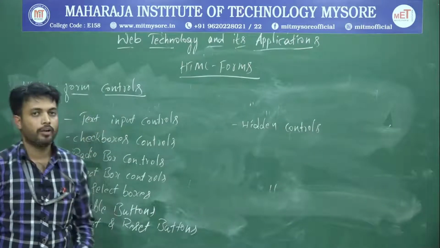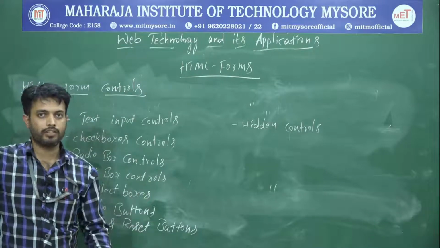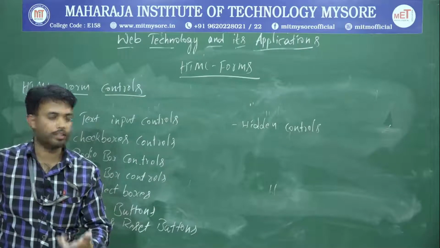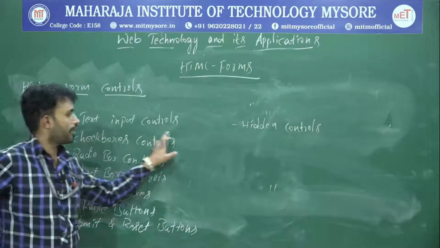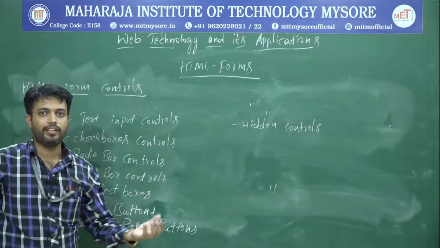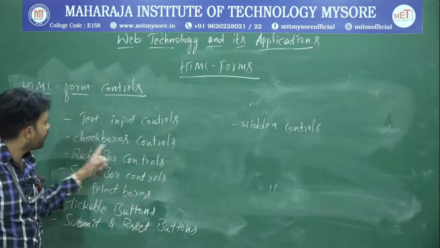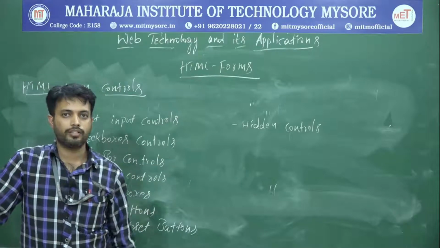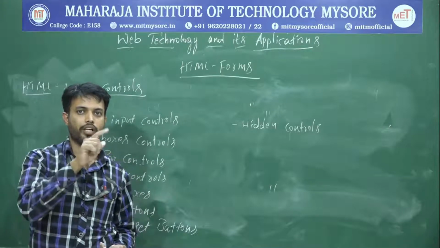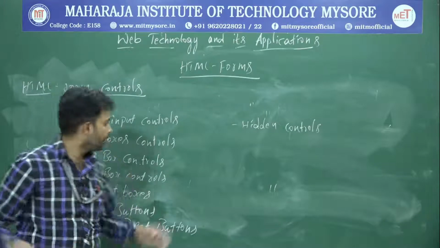HTML form controls or form elements, which are all the elements supported by the HTML form tag. So, input text controls, used in order to read the input in the form of text. Next one, checkbox controls. You already noticed that in many websites we have boxes, and when we click on that you get a right mark on top of it. So that is the checkbox.